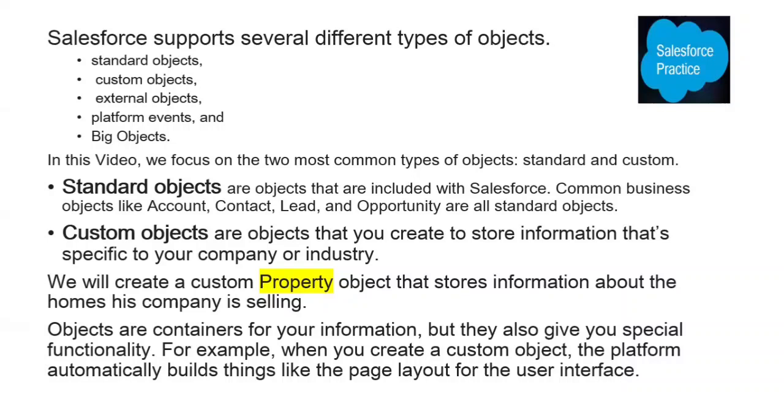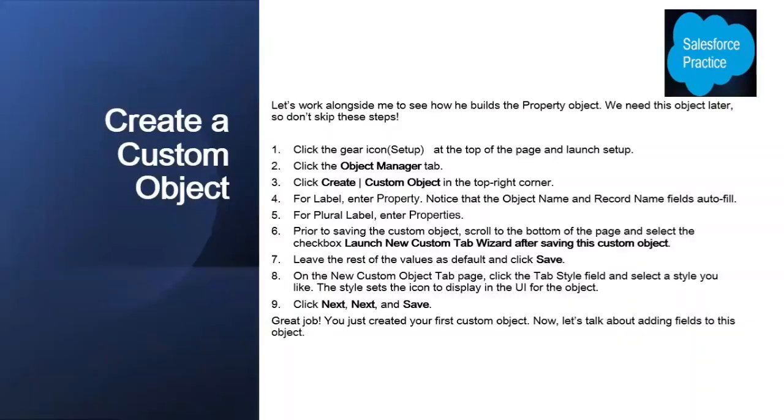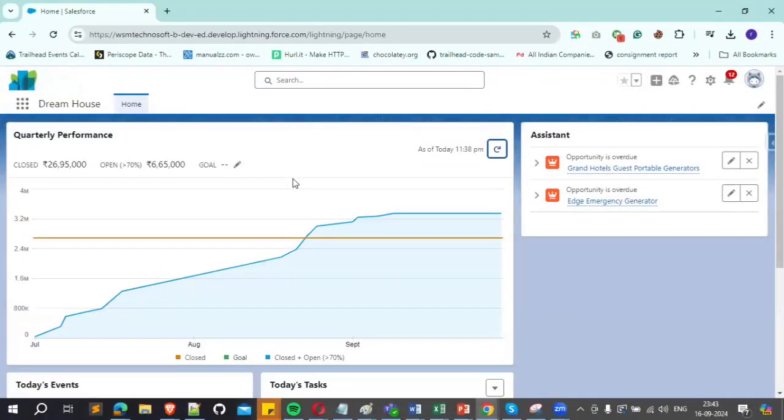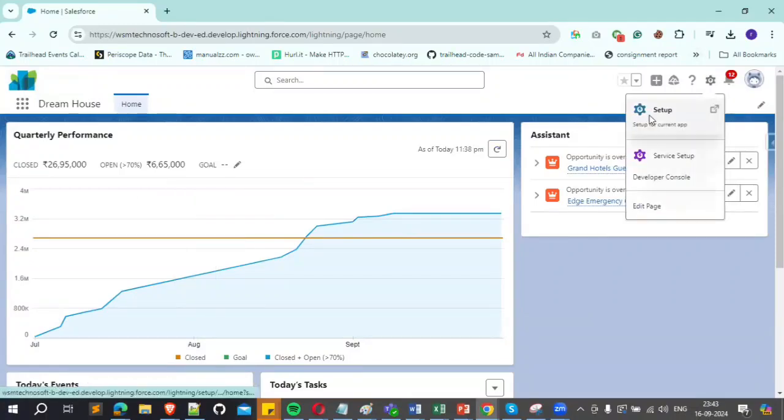So how can we create an object? You need to click on the gear icon, which we call Setup, then go into Object Manager, and then you can create a custom object. I need to create a custom object by the name of property. So let's go into your org and see how we create an object. Click on Setup.